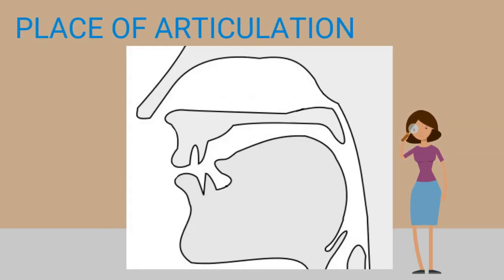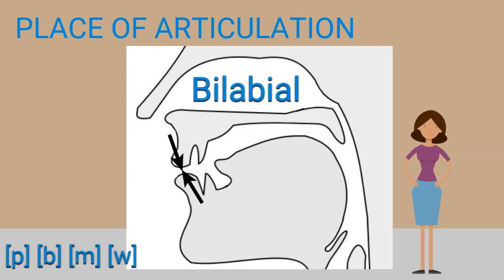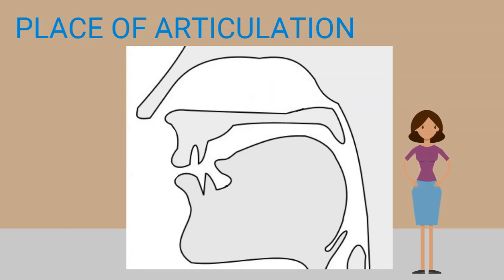Next is the place of articulation. This is where in your mouth you produce the sound, and there are 7 places of articulation. The first place is bilabial. Bilabial is made by bringing both lips closer together, like p, b, m, and w.